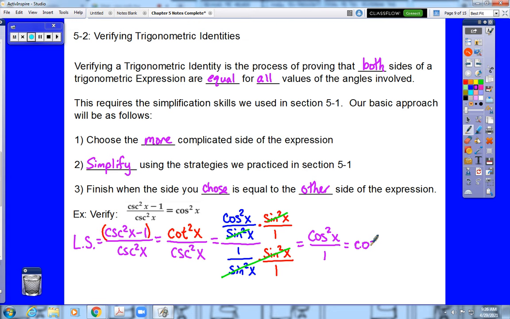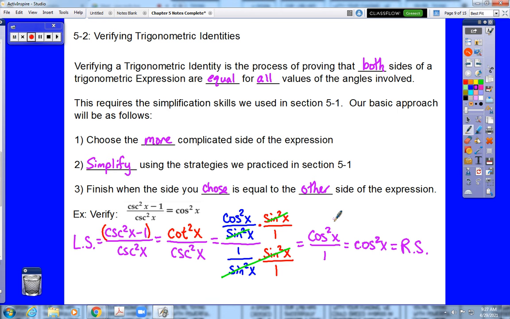There we go. Which is the right side of our expression. So notice that we have written as one continuous equation that the left side is equal to the right side. And along the way we've shown all the steps necessary to transform the left side of the identity into the right side of the identity. This is how we verify. We take the more complicated side and we simplify it into the other side of the expression. So we transform one side into the other.